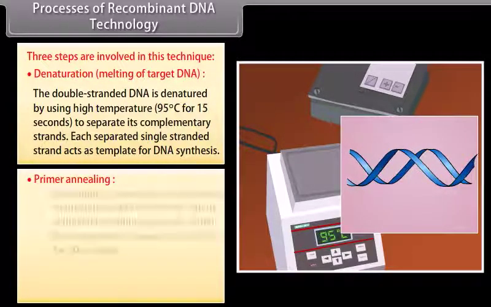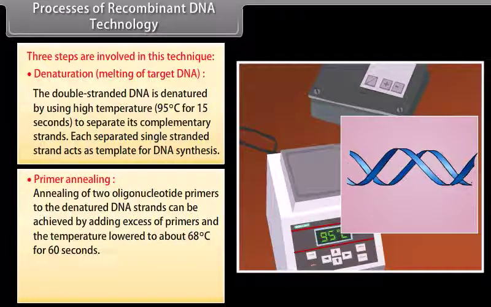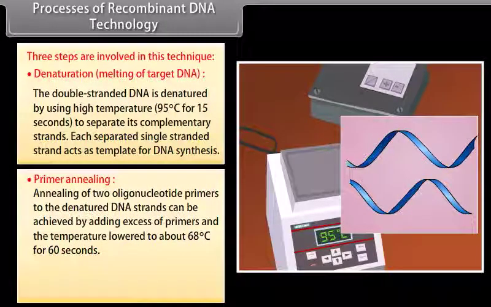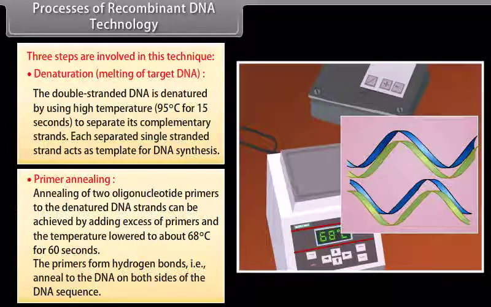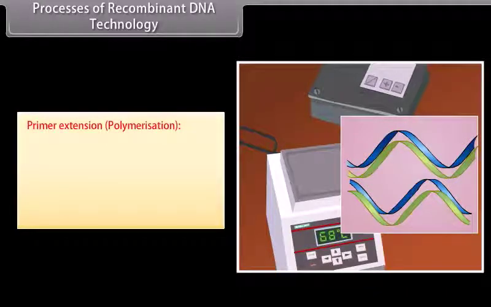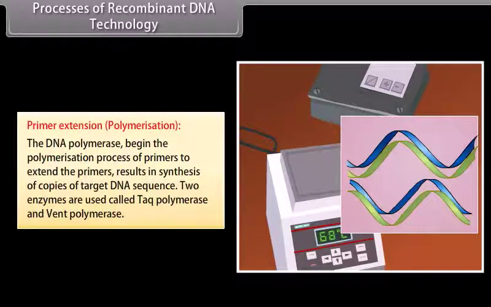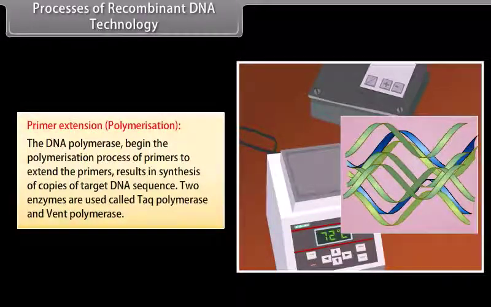Primer annealing. Annealing of 2 oligonucleotide primers to the denatured DNA strands can be achieved by adding excess of primers and the temperature lowered to about 68 degrees Celsius for 60 seconds. The primers form hydrogen bonds, annealing to the DNA on both sides of the DNA sequence. Primer extension, polymerization. The DNA polymerase begins the polymerization process to extend the primers, which results in synthesis of copies of the target DNA sequence. Two enzymes are used, called Taq polymerase and Vent polymerase.